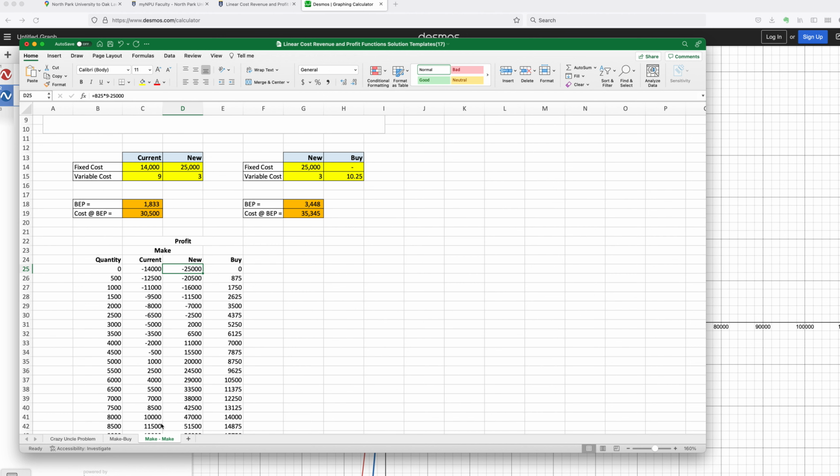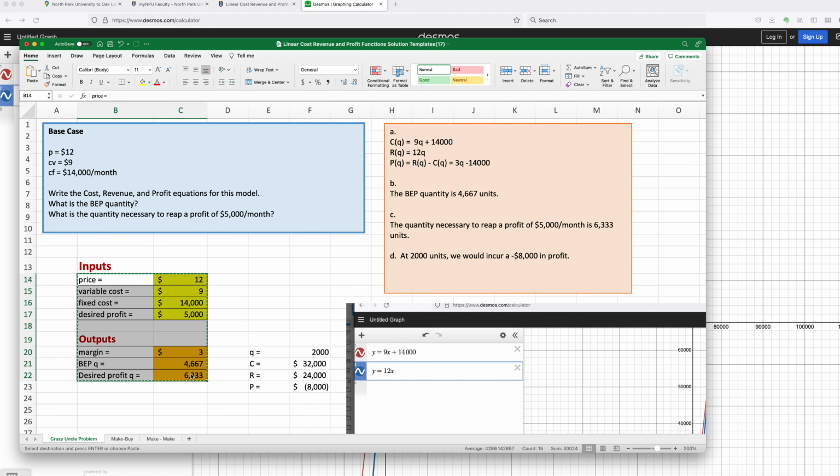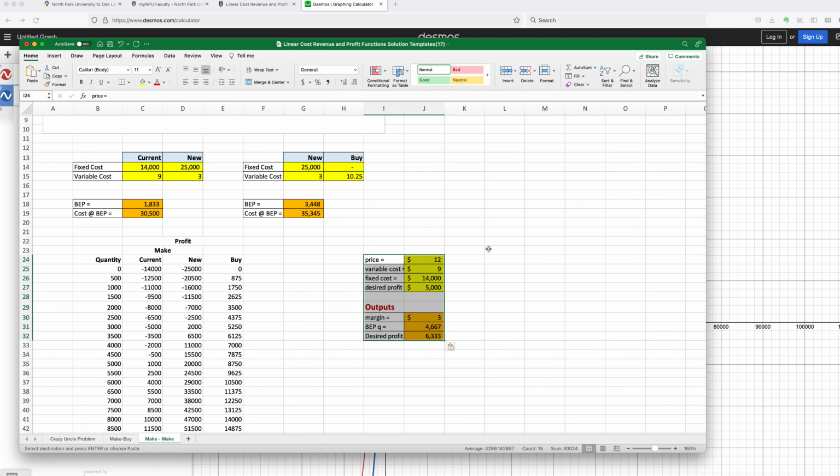But if I want to compare what's better to make $5,000, well, why don't I just copy this 3 times? I'll bring this over here. And I'm just showing you how you can bring it. So let's put it here, here, and here. Oops. Copy, put it here.